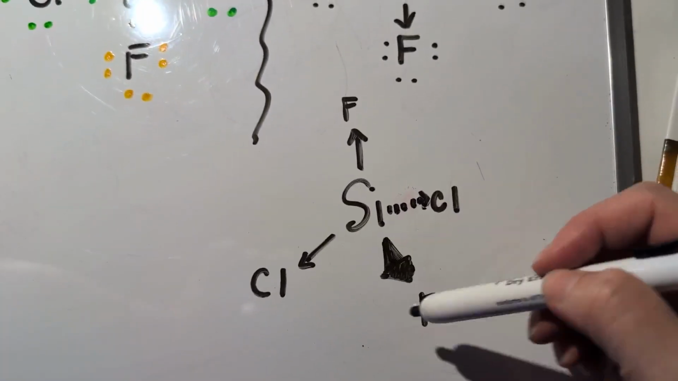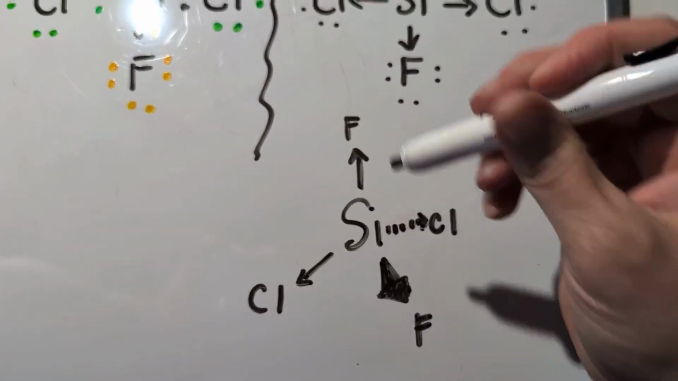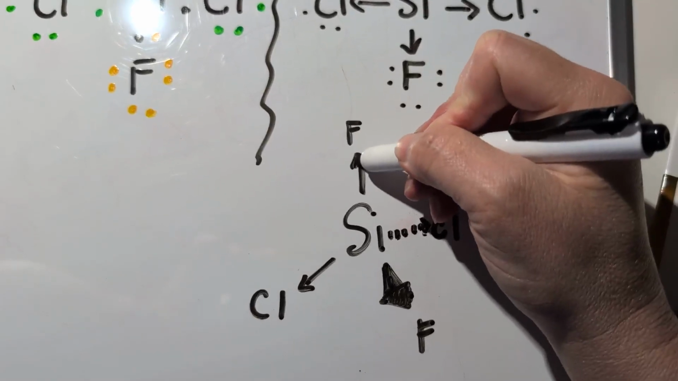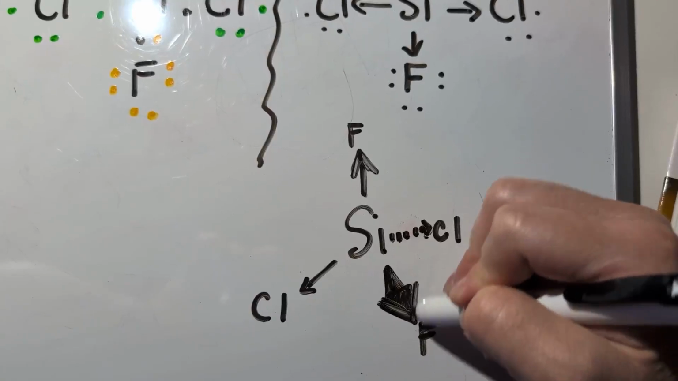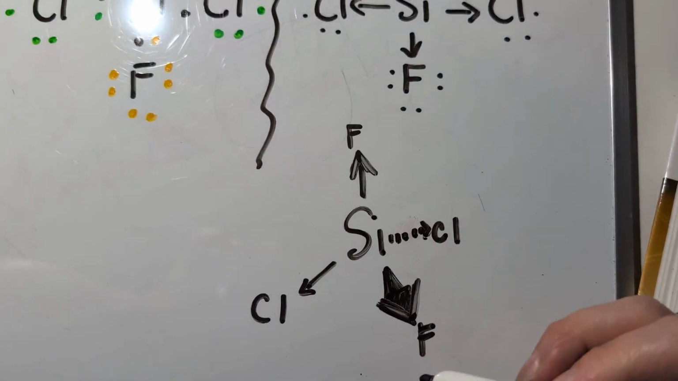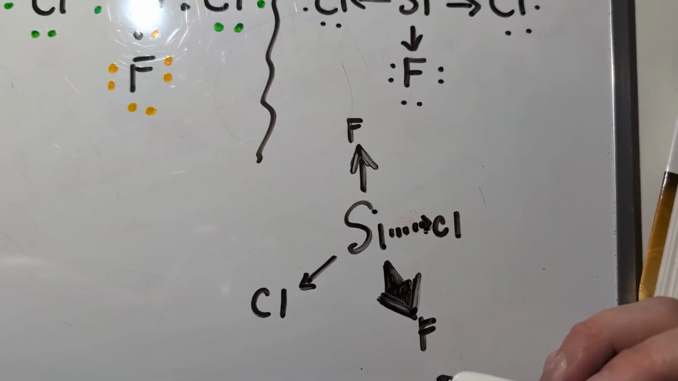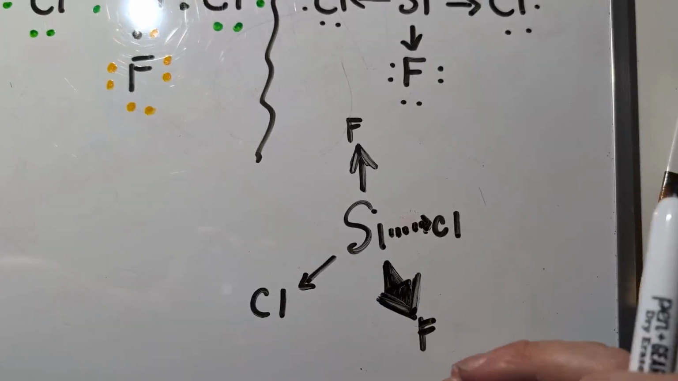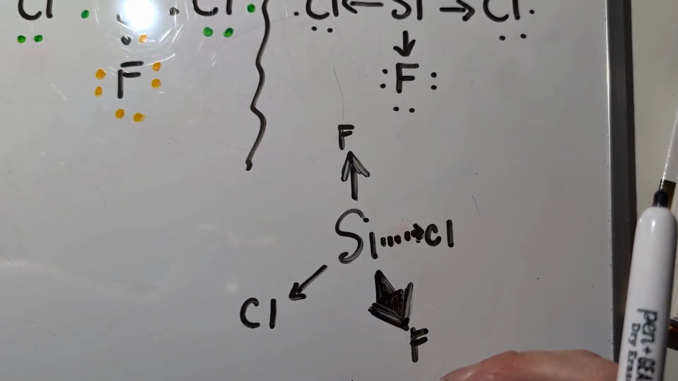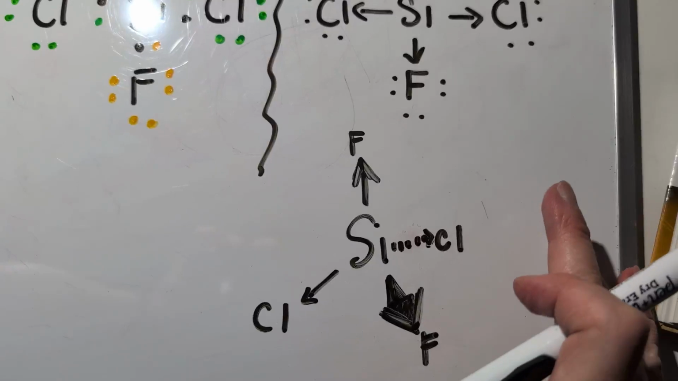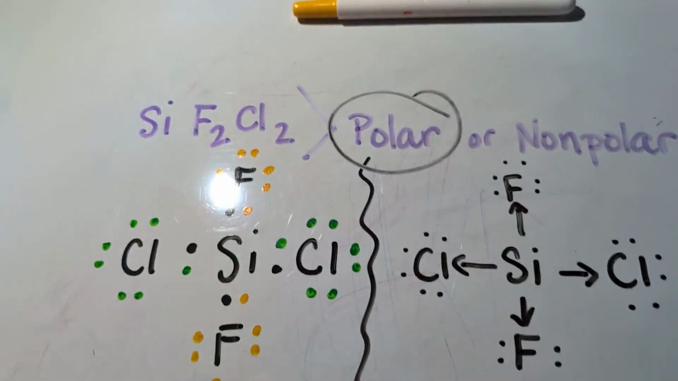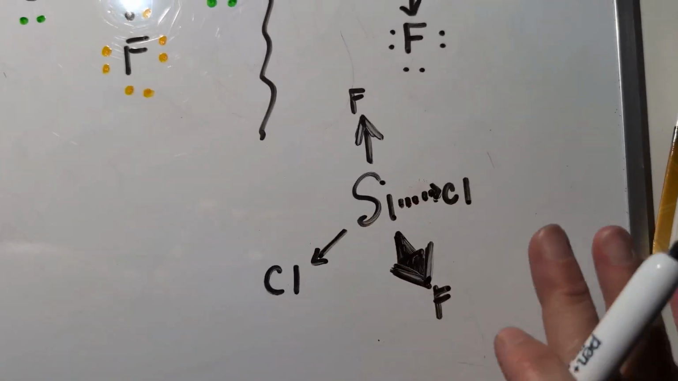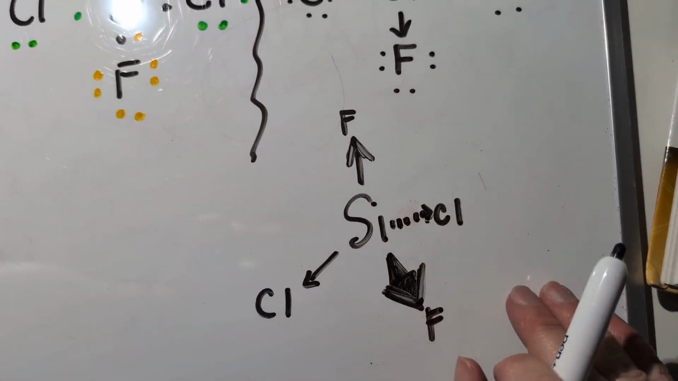And so these Fs are going to be pulling a little bit harder. I don't really know how to indicate that on this. I'll make the arrows a little bit bigger. And so they're not being pulled equally in all directions, even though it's being pulled in all directions. The fluorine's pulling a little bit harder. And so that means this one is going to be polar because it has not equal pull in all directions.